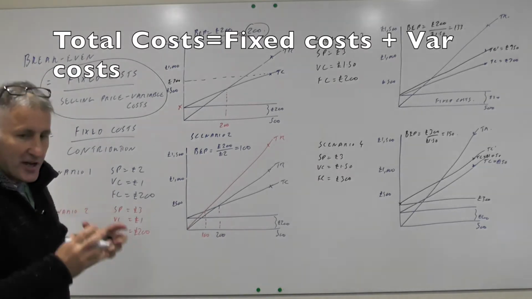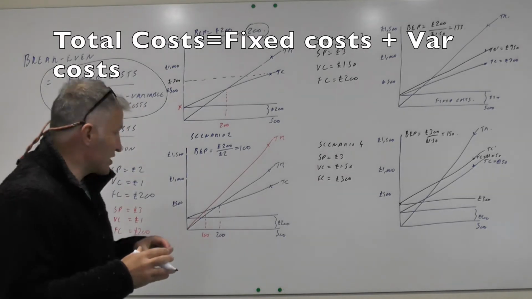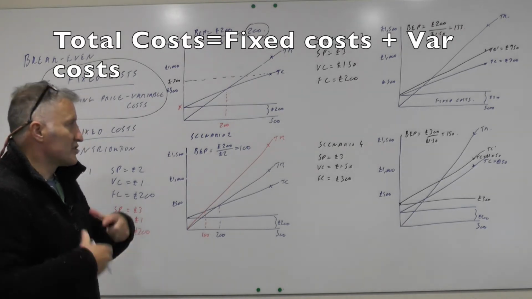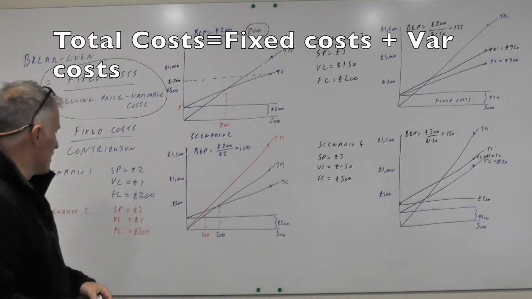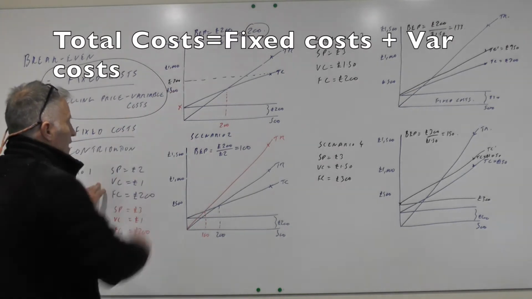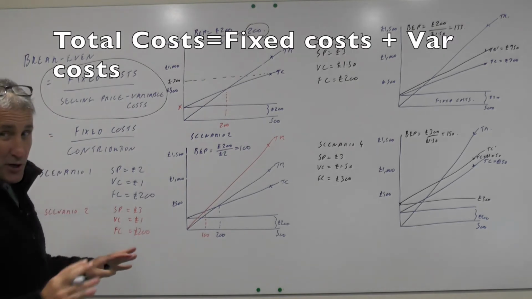Now, the big thing, the most useful thing about a break-even chart is that you can change all of your variable costs or your selling price or your fixed costs. So I've got 4 scenarios here. We've done scenario 1 up here. This is scenario 2, which is pretty straightforward really.